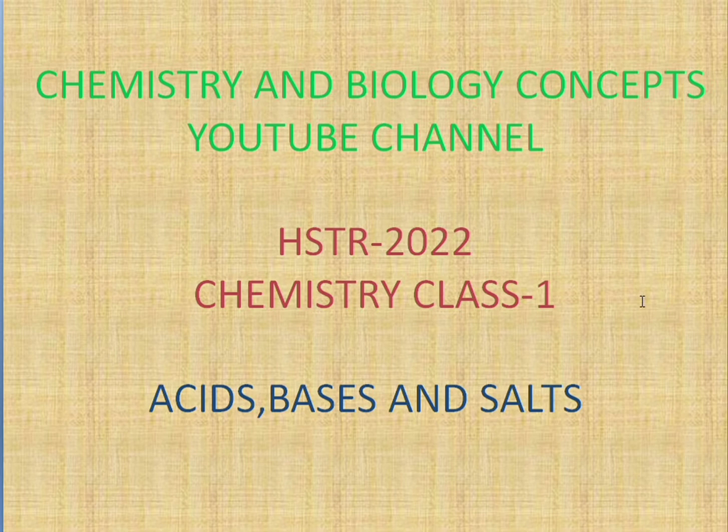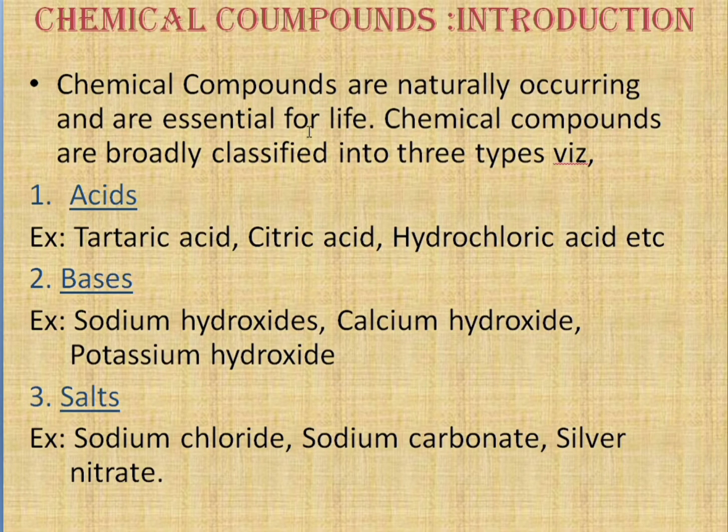HSTR 2022 Chemistry class first. Acids, bases and salts. So coming to acids, bases and salts, here we have to discuss the chemical compounds as an introduction first. Chemical compounds are naturally occurring and are essential for life. Chemical compounds are broadly classified into three main types. They are acids, bases and salts.